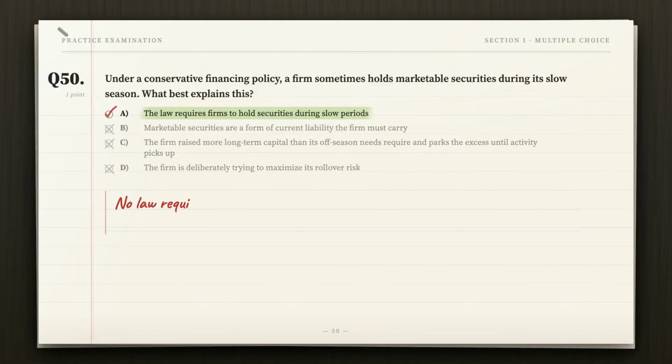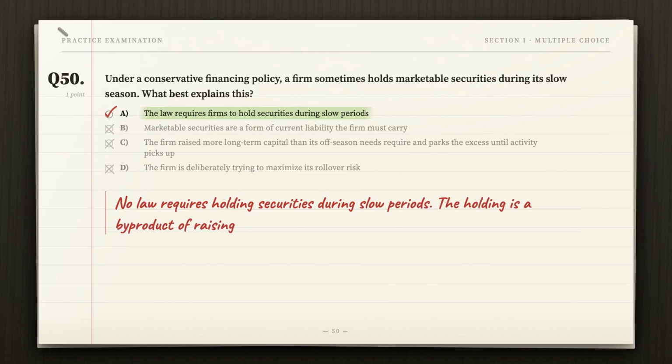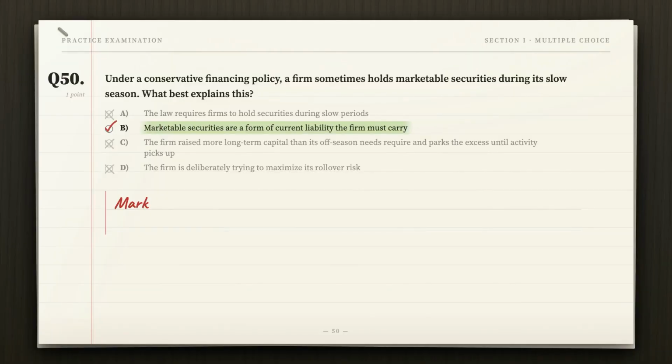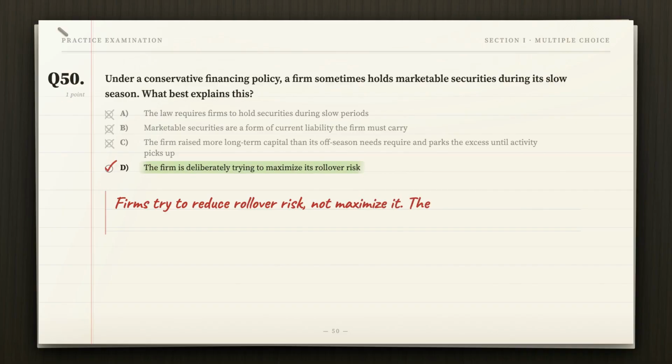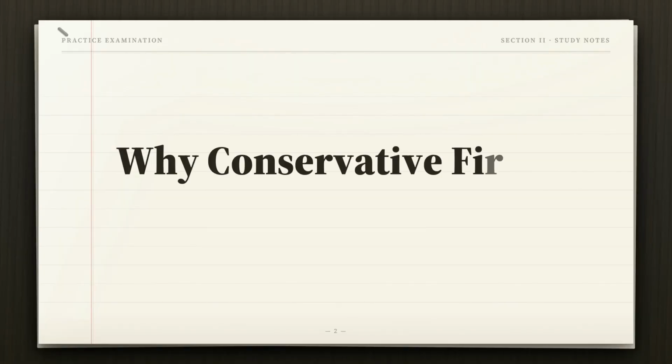A is wrong because no law requires holding securities during slow periods. The holding is a byproduct of raising ample long-term capital in advance. B is wrong because marketable securities are a current asset the firm owns, not a liability it must carry. D is wrong because firms try to reduce rollover risk, not maximize it. The conservative policy already minimizes that risk by relying on long-term capital.